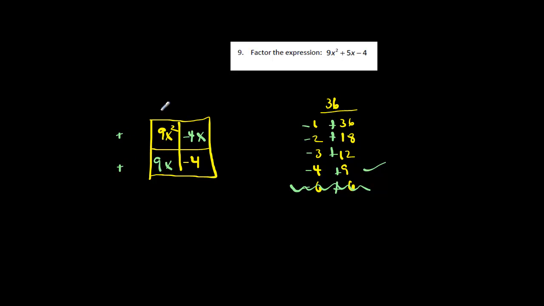So let's put our signs around and then factor. Nothing common here. Nothing common here. We have a 9x here and a 4 here. So we're going to have 9x minus 4 times x plus 1. And that's your answer.